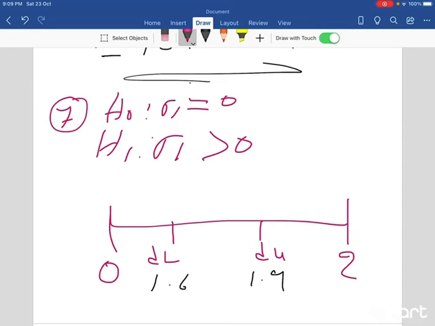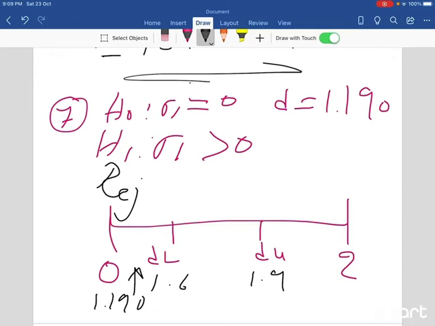Then okay, then you will write here for me the D. What is D equal to? D is 1.190. So I will bring it here. It will be here 1.190. Okay? So in the drawing, this region is the rejection region. It is a rejection region in the drawing we took.